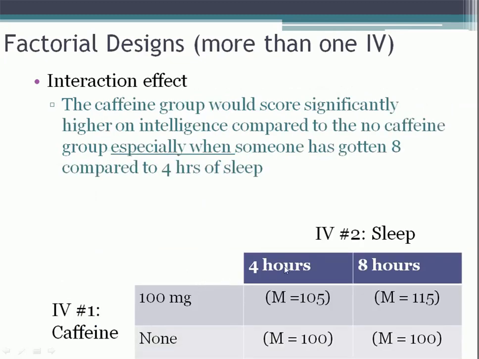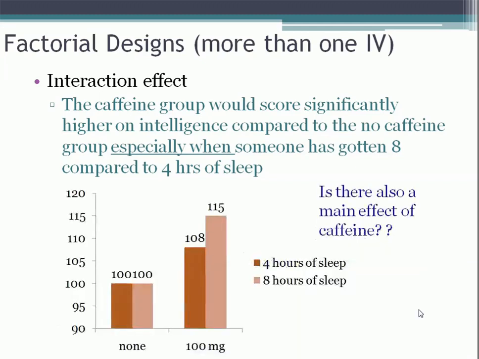Now an interaction effect is when one of these particular cells is significantly different from some of the other cells, right? We might predict that the people in the caffeine group are going to score significantly higher compared to the no caffeine group, especially when someone has gotten 8 full hours of sleep compared to 4. And now what we're predicting is that there's going to be a main effect of caffeine, right? Caffeine's going to affect people's scores on intelligence, but the level of sleep you get is going to turn up that effect. It's going to make it stronger. It's going to moderate that effect.